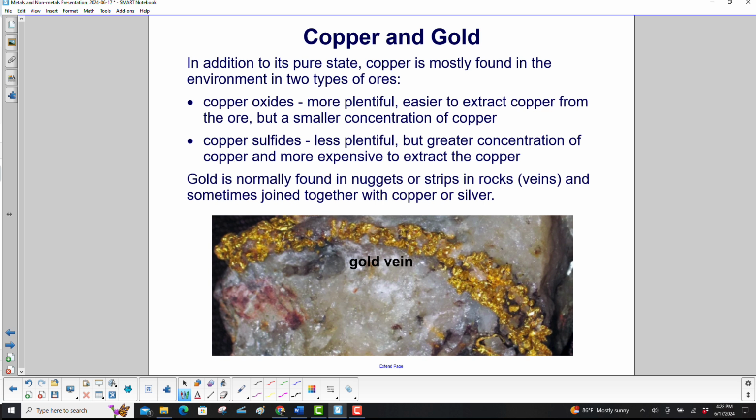Gold is normally found in nuggets or strips in rocks, also known as veins, and sometimes joined together with copper or silver. So there's a gold vein right like that.